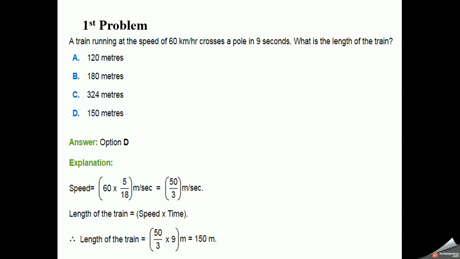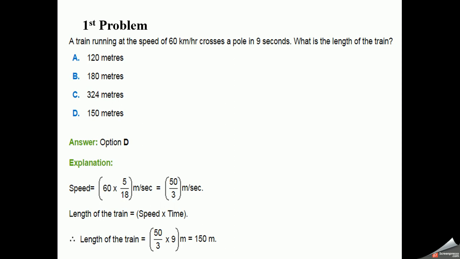The first problem is: a train running at a speed of 60 km per hour crosses a pole in 9 seconds. What is the length of the train? The given data is speed equal to 60 km per hour, and the train crosses a pole in 9 seconds. So 9 seconds is nothing but the time. When we look at the speed, it is given as 60 km per hour, so our first task is to convert it from kilometer per hour into meter per second.